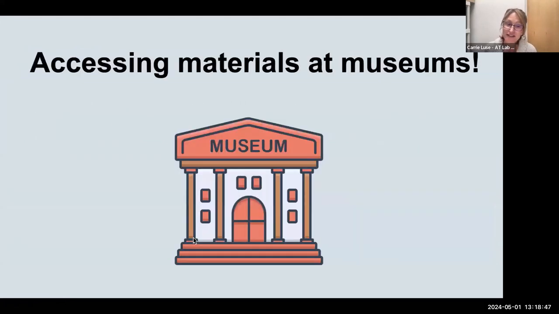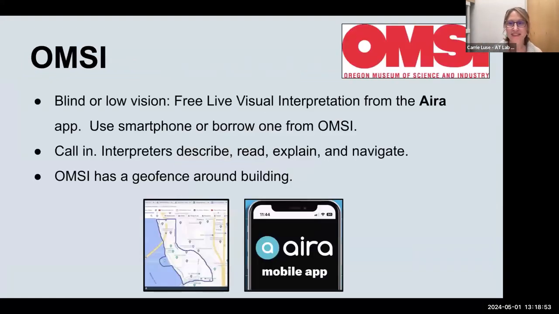Okay, so we learn at the library, but we also learn in other places in the community. A great place to learn is at museums. So again, here in our county, in Portland, we have the Oregon Museum of Science and Industry. Many of you might know OMSI. So we just learned that OMSI has some really cool accessibility tools.